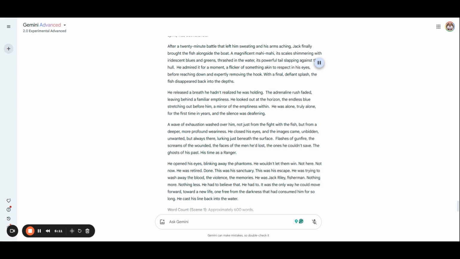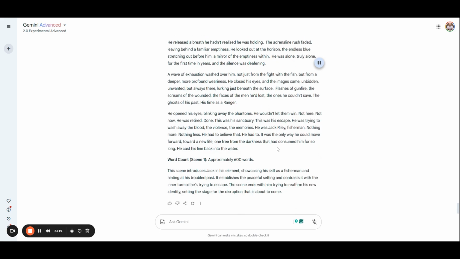Flashes of gunfire, the wounded, the faces of the men he'd lost. The ghosts of his past. His time as a ranger. He opened his eyes, blinking away the phantoms. He wouldn't let them win. Not here. Not now. He was retired. Done. This was his sanctuary, his escape. He was trying to wash away the blood, the violence, the memories. He was Jack Riley, fisherman. Nothing more. Nothing less. He had to believe that. It was the only way he could move forward, toward a new life, free from the darkness that had consumed him.